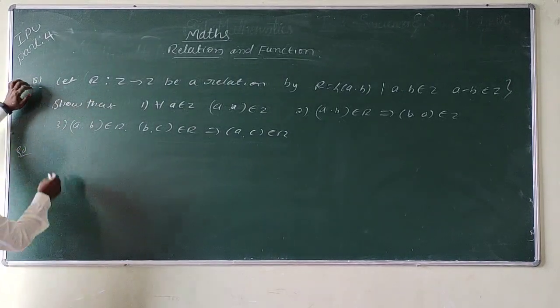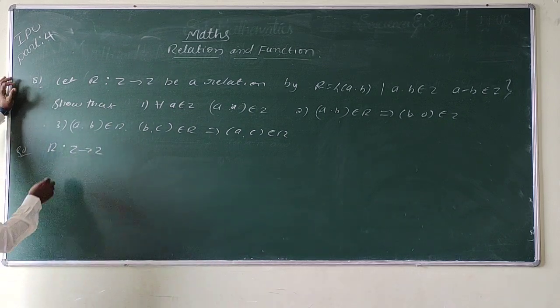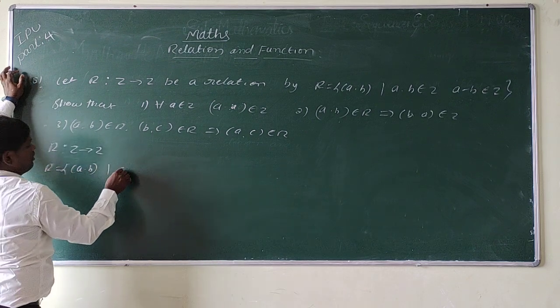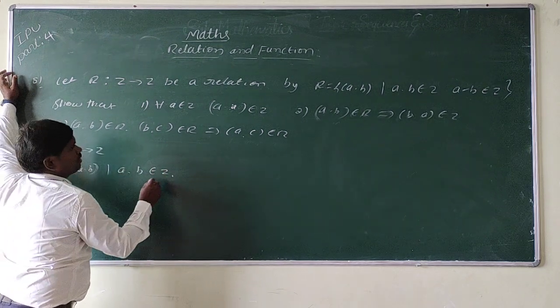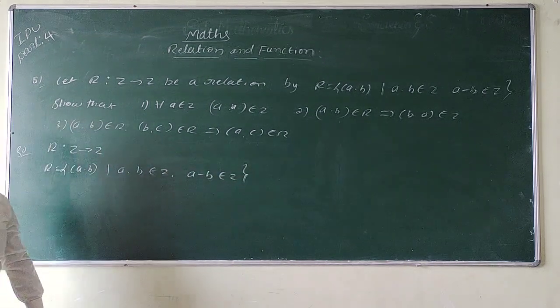Here, R is a relation from Z to Z, and R is defined as the set of all ordered pairs (a, b) such that a minus b belongs to Z.